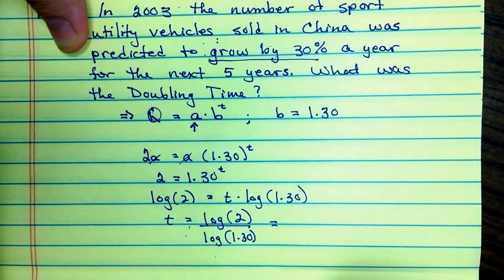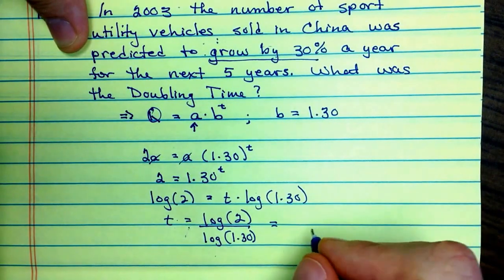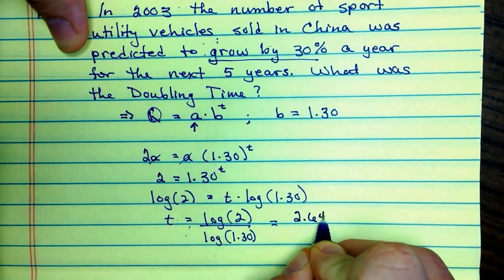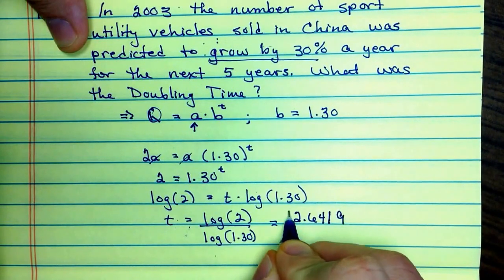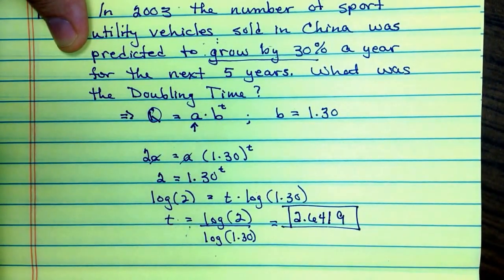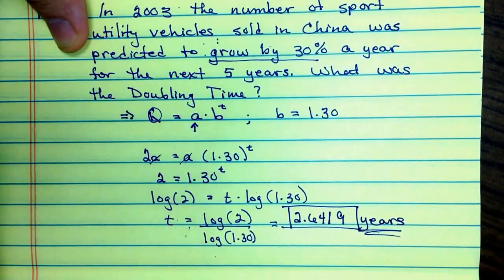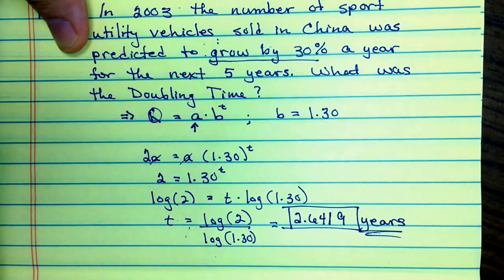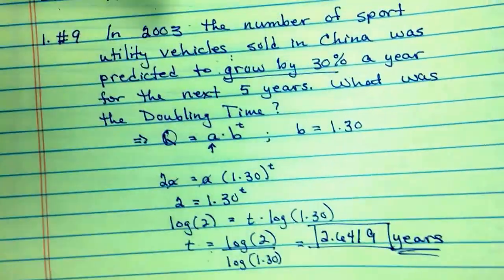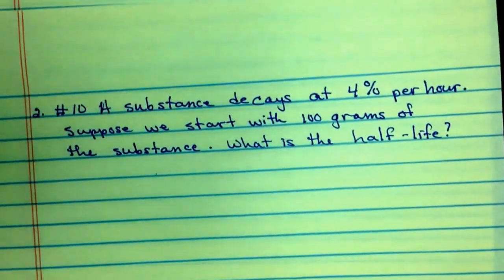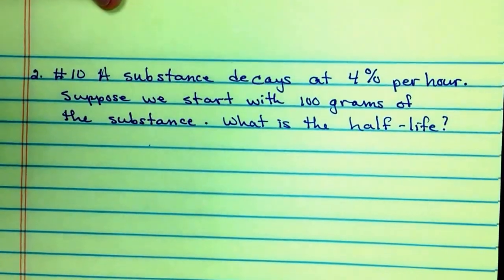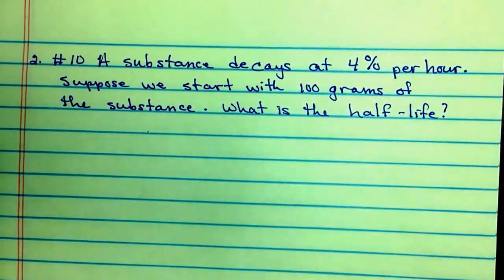And we get 2.6419. So the doubling time is 2.6419 years. Let's not forget the units there. Okay? And let's move on to the next one. The next one will be number 10. So again, if you want to pause it, go ahead.